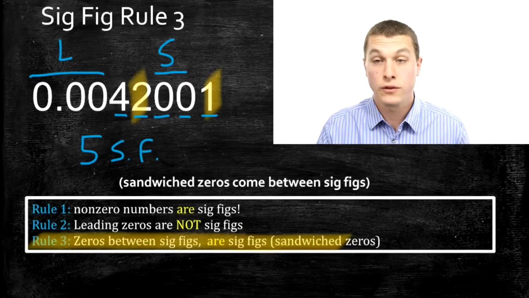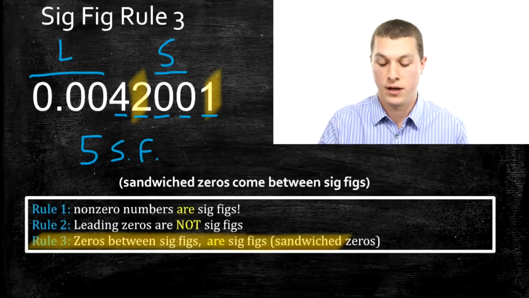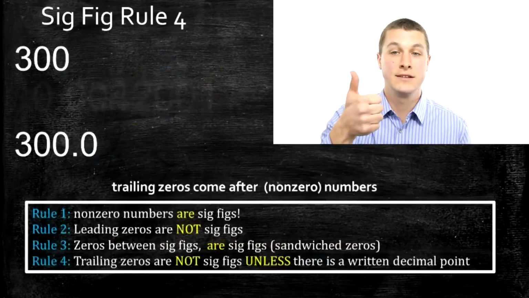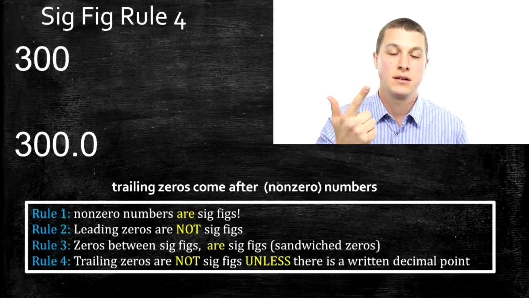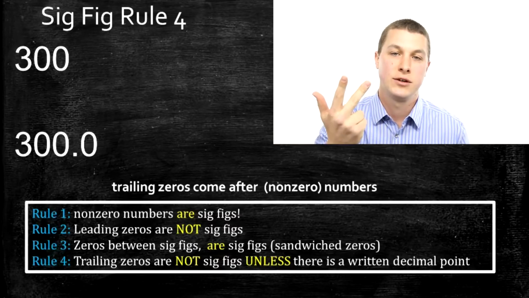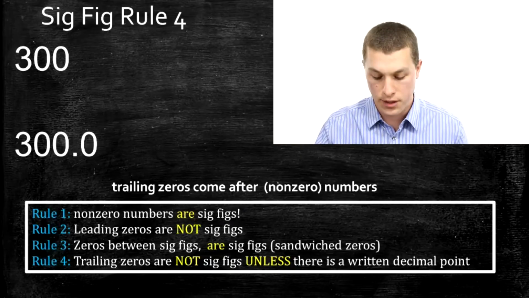All right, rule 4 tells us about the last category of zeros. So we've talked about leading zeros. They come before the number. We've talked about sandwich zeros. They come in the middle of the number. And now we're going to talk about trailing zeros. They come at the end of the number.